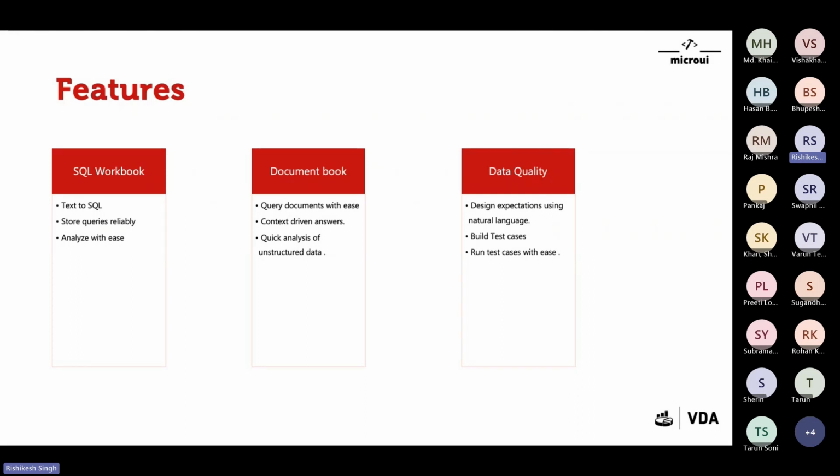Then we have something called a document book, which provides a way to upload any kind of unstructured data, like a PDF or a set of PDFs, and ask questions related to that particular set of documents. It typically helps the business analyst who has a lot of unstructured data and needs a mechanism for identifying how to query that unstructured information.